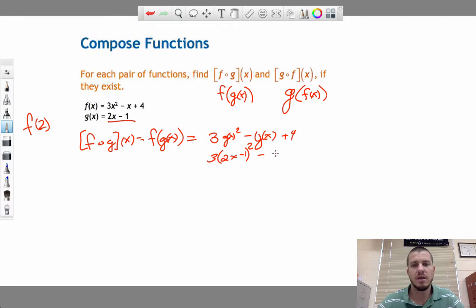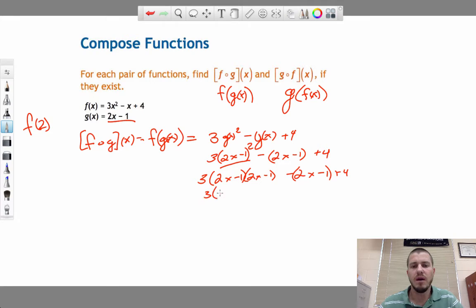Minus 2x minus 1 plus 4. And so I have to follow my order of operations, and I'm going to square this 2x minus 1 first, and this is the part that may take a little while because I need to multiply it by itself.